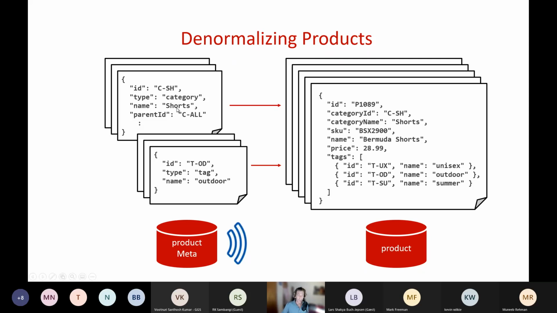So if the category shorts, for example, with an ID of CSH gets changed to fun shorts for whatever reason, that microservice can update all the documents on the right. Or if we pluralize this tag name outdoor to outdoors, where it's still singular here and it still says shorts here, we can propagate that change out to this document and all the other documents that have matching IDs.